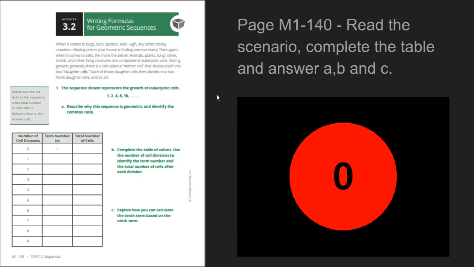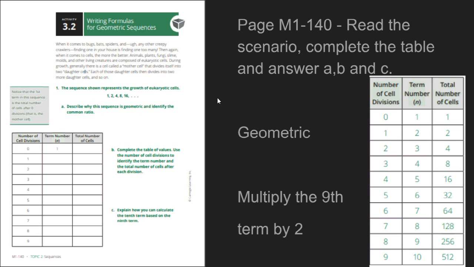All right, your 4 minutes is up. Hopefully you were able to fill in that table and get those answered. So we can tell right away that this is a geometric sequence, and you are multiplying by 2. That's the common ratio, 2. Term number 1 is 1 cell, and that 1 cell splits into 2, and then 2 becomes 4, and 8, and 16. We're doubling each time, multiplying by 2.